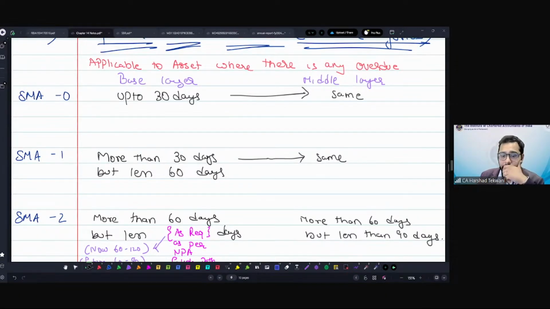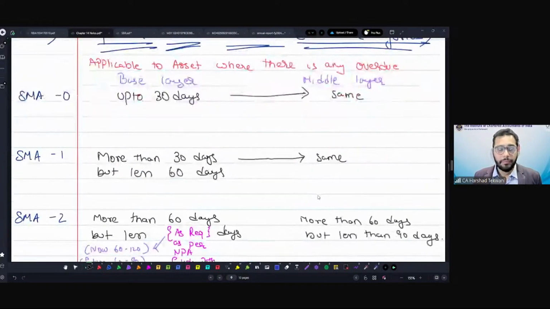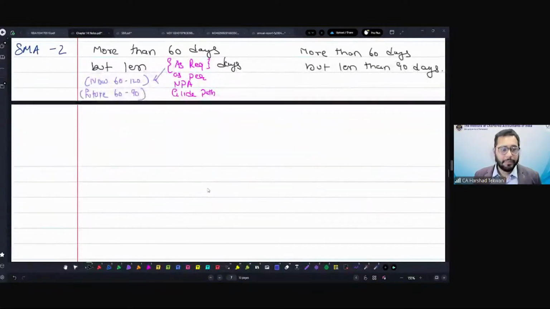Clear? Any doubt till now? Any doubt on anything that we have discussed? Sir, can you explain an SMA example? Which asset falls in the SMA categories? Yes, no issues.